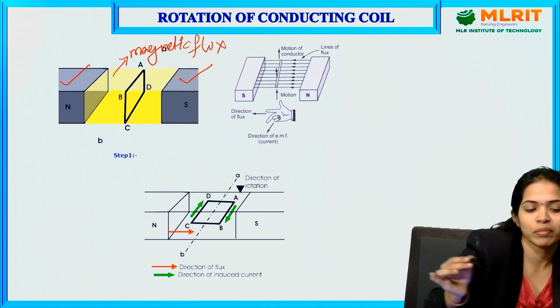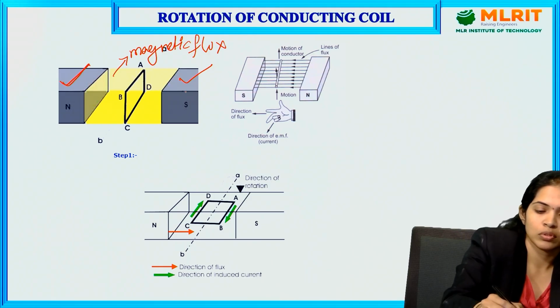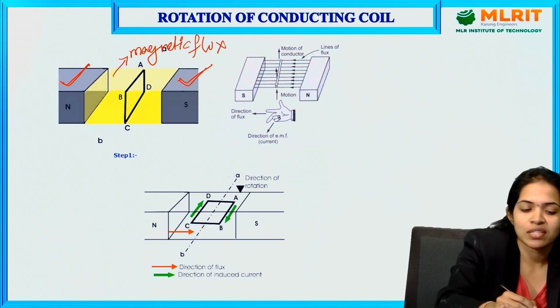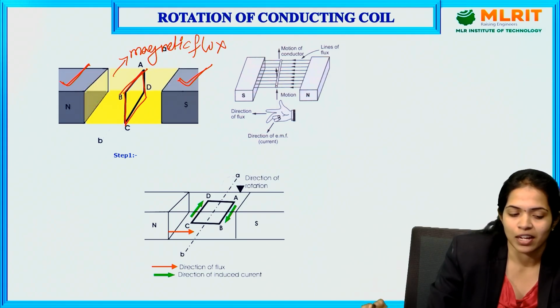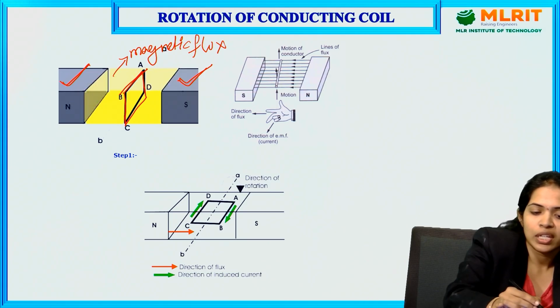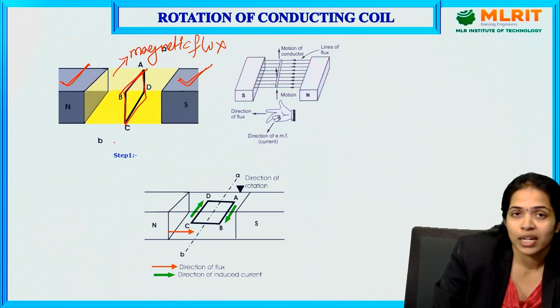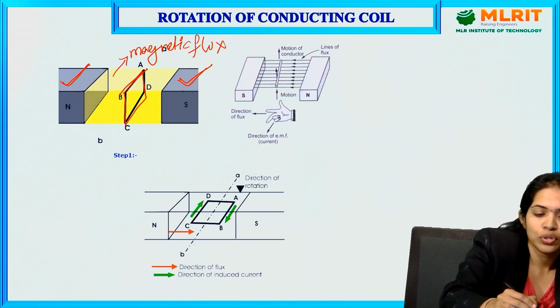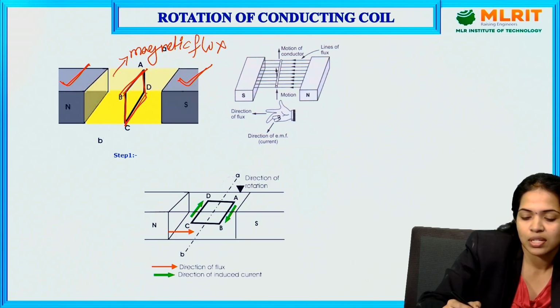The direction of magnetic flux is from the north pole to the south pole. I am placing a coil, naming it A, B, C, D, in the presence of this magnetic flux. Initially, the coil is in this position. So when I start slowly rotating this coil, the direction of the coil sides changes in this way.